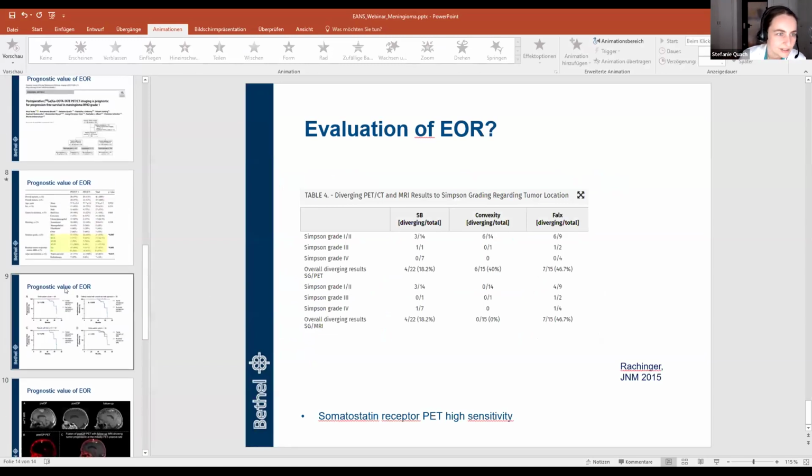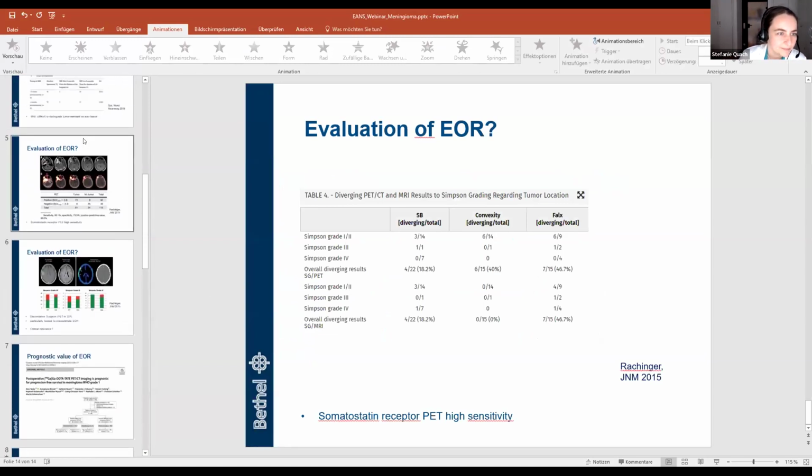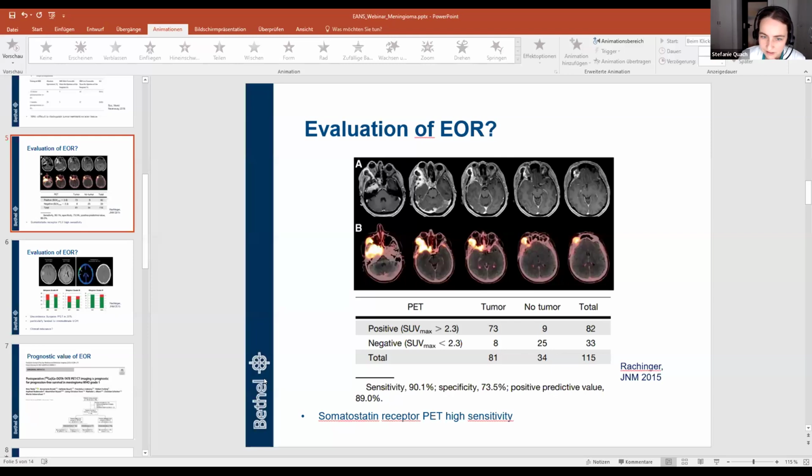No, this was not it. This was it, right? So it looks like it, at least from the Rachinger paper.